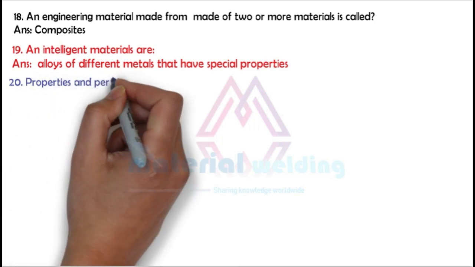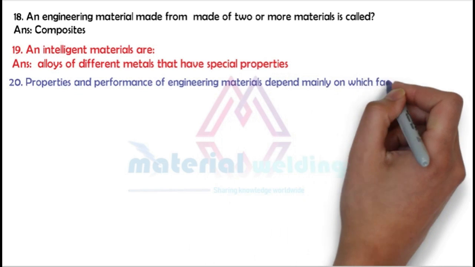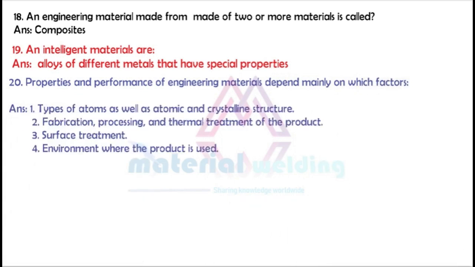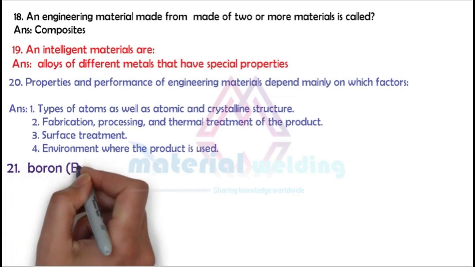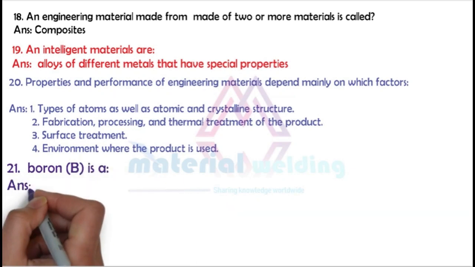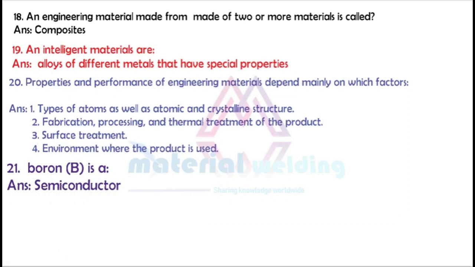Next question is, properties and performance of engineering materials depend mainly on which factors? Answer is types of atoms as well as atomic and crystalline structure. Second, fabrication, processing and thermal treatment of the product. Surface treatment, and the environment where the product is used. Boron is a semiconductor, not a metal or non-metal.